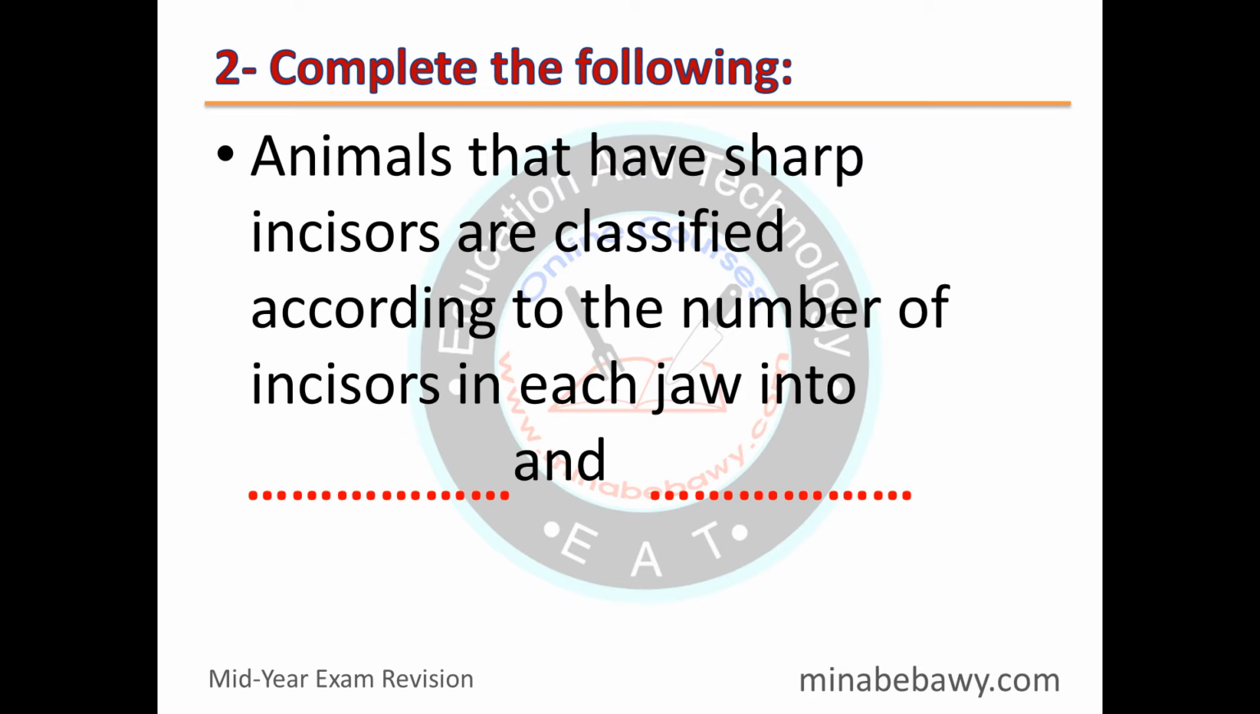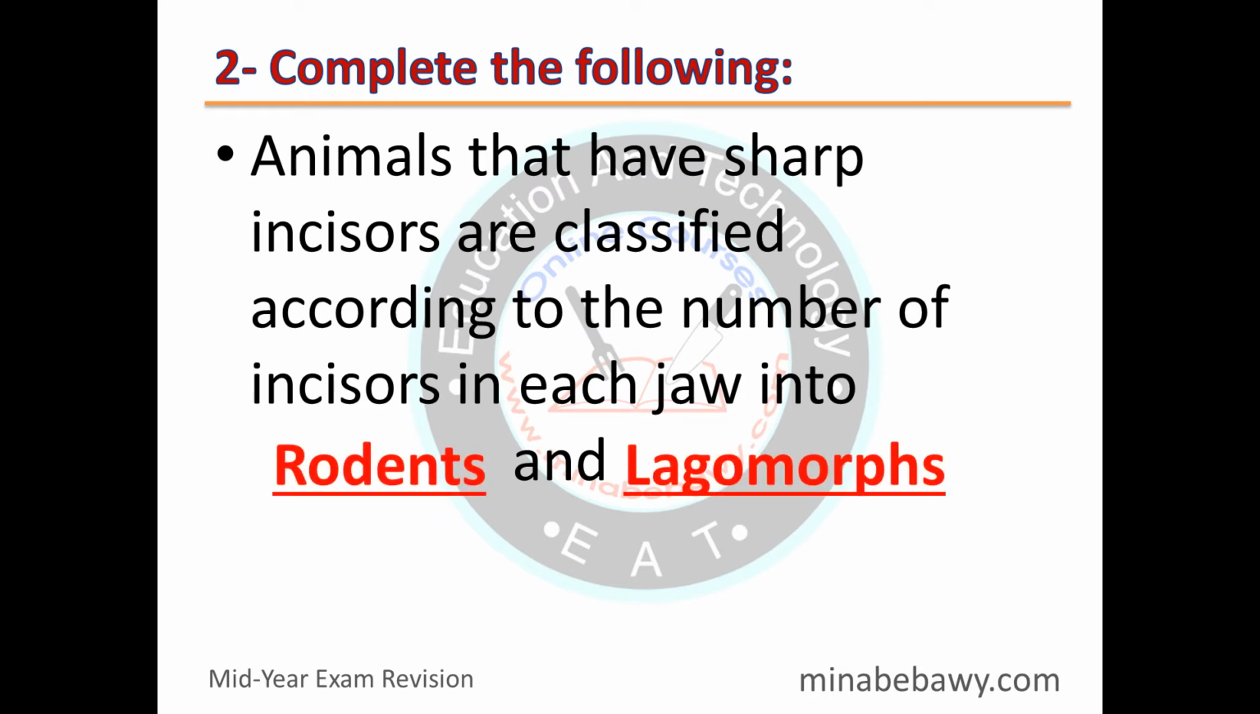Animals that have sharp incisors are classified according to the number of incisors in each jaw into rodents and lagomorphs.